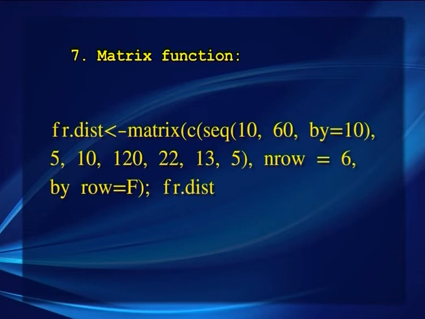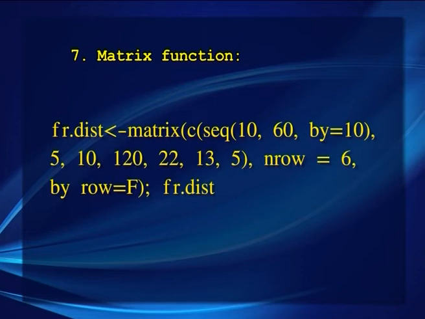fr.dist assignment operator matrix, open a bracket C, again open the bracket seq(10, 60, by = 10), close the bracket, 5, 10, 120, 22, 13, 5, close the bracket, nrow = 6, byrow = FALSE, close the bracket, semicolon.